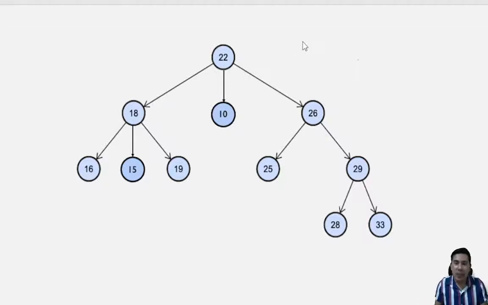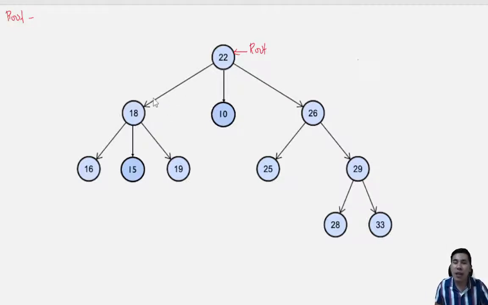Let's get started with a few terminologies. The first term that we are going to discuss is the root. What is a root? A root is the topmost node of the tree. It is a node without a parent. So definitely this 22 is our root. It is the topmost node of the tree and doesn't have any parent, because it is the parent.